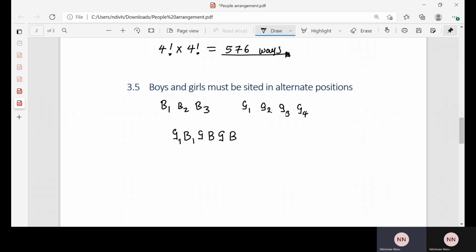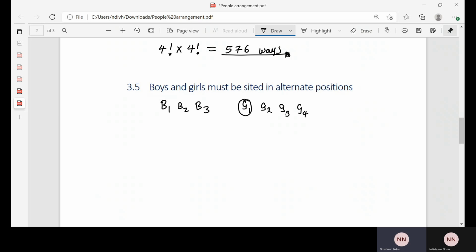Am I right? No. Sorry about this. That's not possible, because if we start with a girl, it will be girl, boy, girl, boy, girl, boy. You see, we have already used our 3 boys. So yeah, it's correct. It's correct. Sorry about that. So the only way to seat these people in alternate position, you start placing those ones with a higher number.